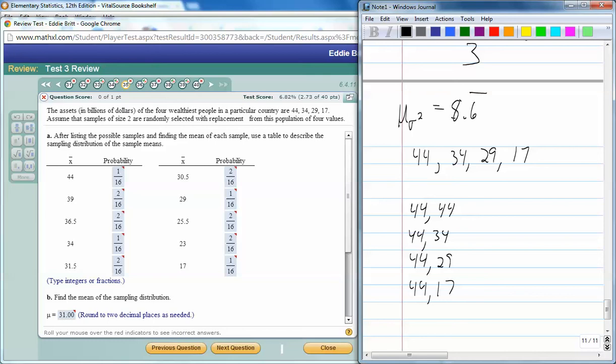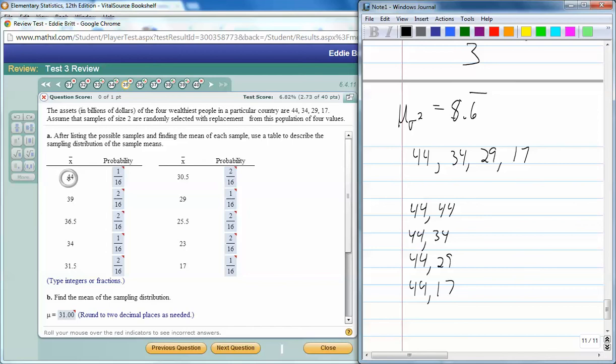But what are we trying to find? Hopefully it's not standard deviation or variance. That would take too long. Once you have all these, find the mean of each sample. That's really easy: add the 2 numbers and divide by 2. So do that for all 16, and you're going to have a bunch of means.